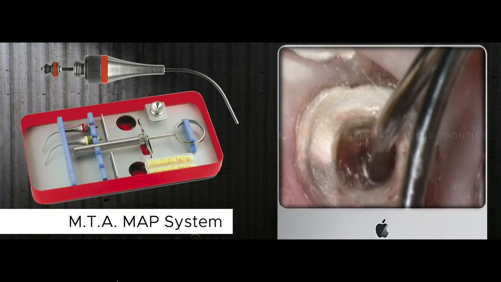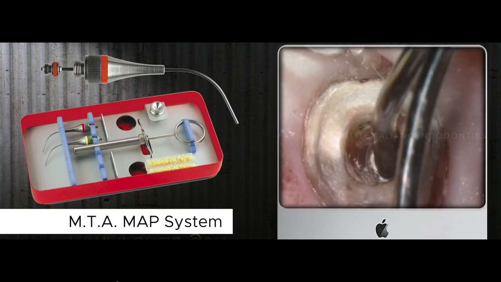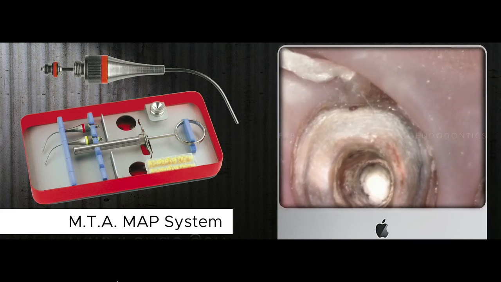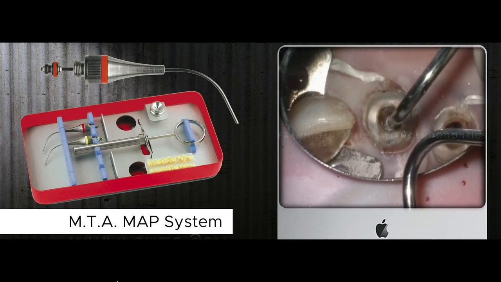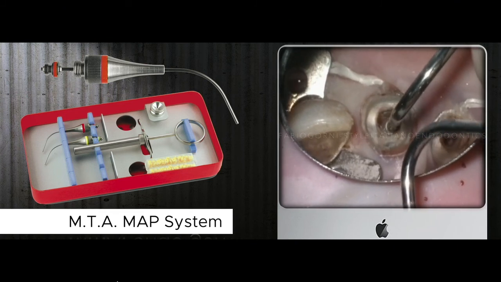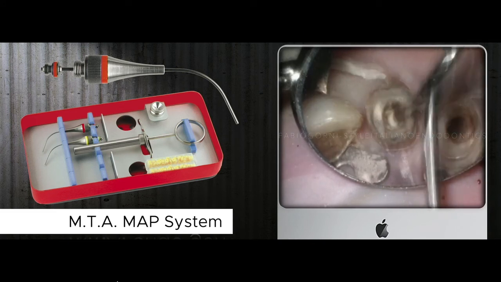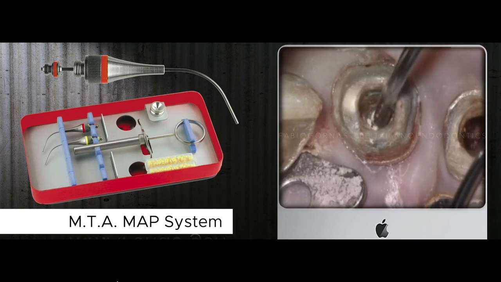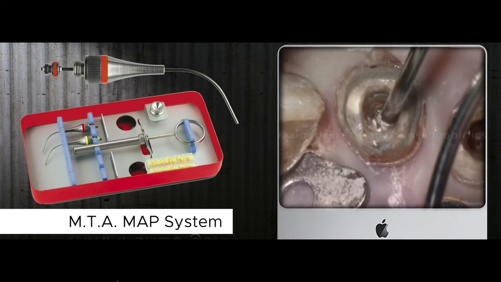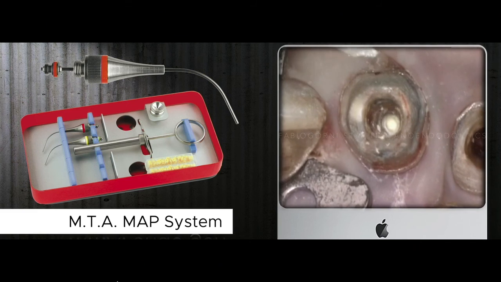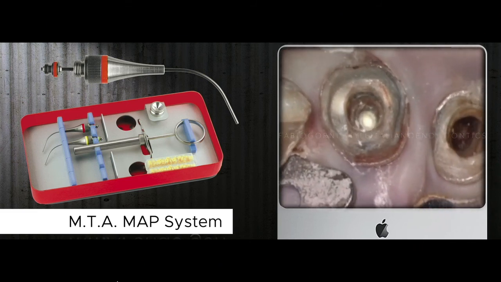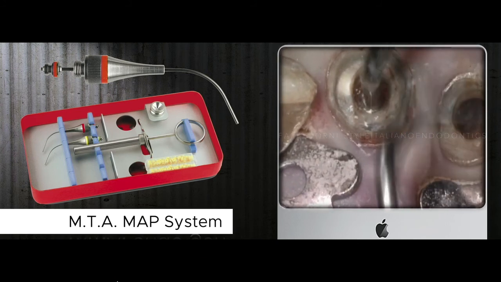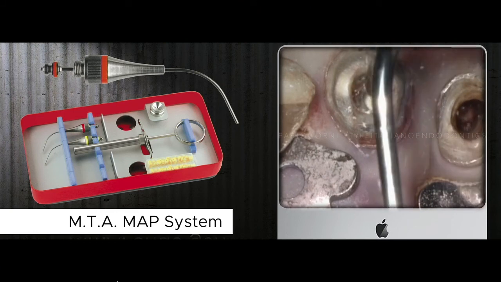Now we are ready to pack the apical third and do the apical plug. The best device that we can use to bring the material inside of the apical third is the MAP system. So the MTA and the gun, we need it. We can't do a very good job without the gun. So it's one of the most important devices that we have to use in this technique.